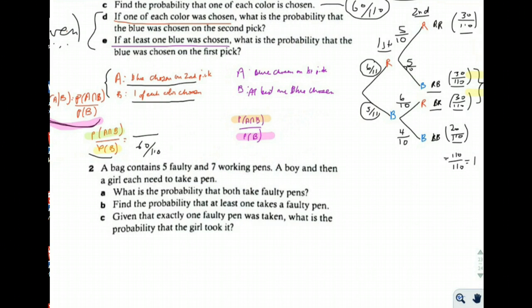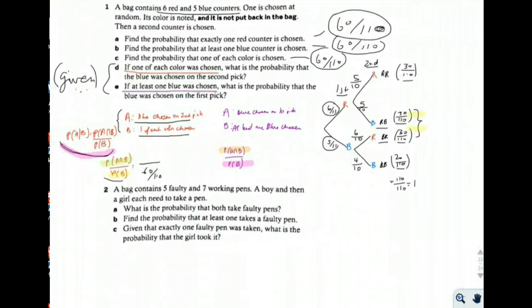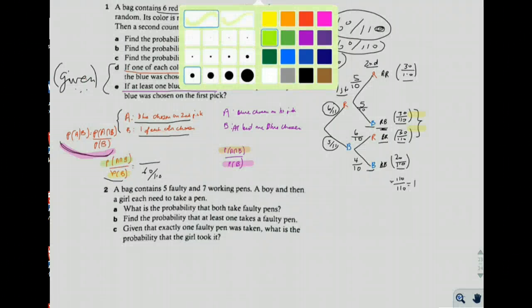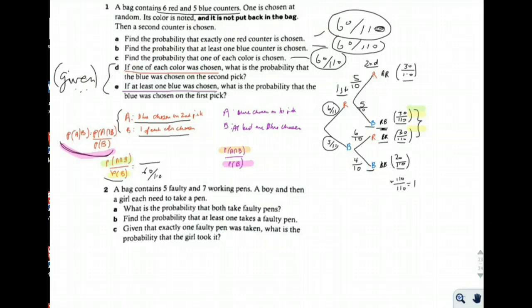What about the probability that a blue is chosen on the second pick and that one of each color was already chosen? So the blue is chosen on the second pick in two cases, in this case and in this case. But in the bottom case, blue was chosen in the first pick also, so the combination chosen is blue-blue. If they're saying that B has also happened, one of each color is chosen, then the only possibility is red-blue. So we're going to mark that with the green highlighter. That event is the only one that classifies as the probability of A intersect B. So that would be 30 over 110.